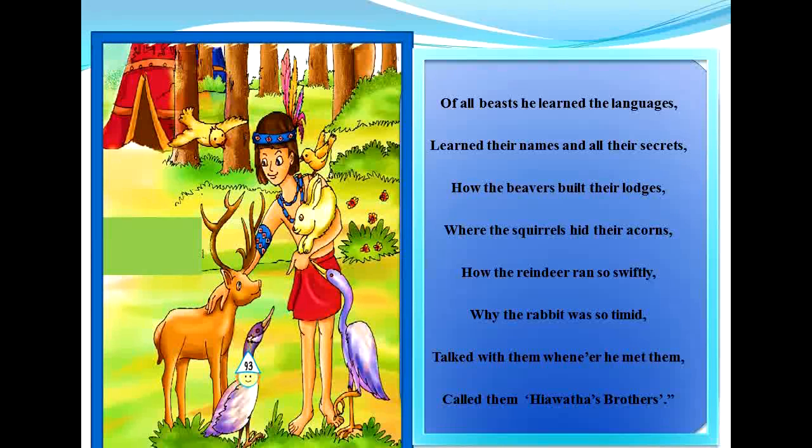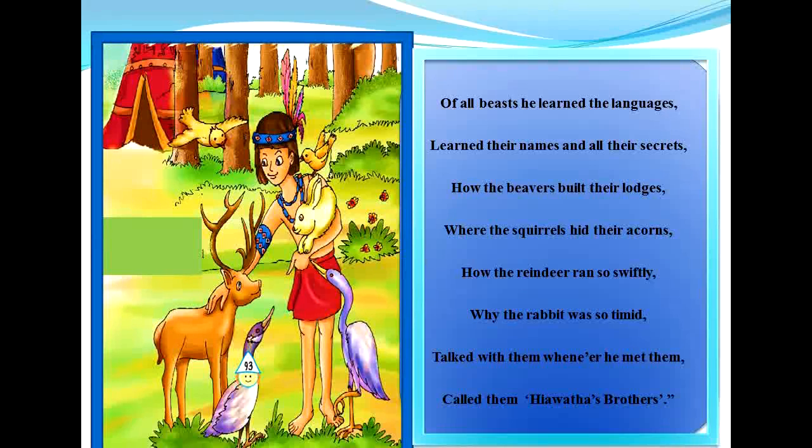Animals are very scared or shy of humans, so they build their houses in spots which are not easily seen or accessible by humans or other animals. But as Hiawatha was very close to these animals, he knew where the beavers used to build their lodges. And he also knew where the squirrels hid their acorns. He was also aware as to how reindeers could run so fast or swiftly. And he understood why the rabbit was shy or timid.